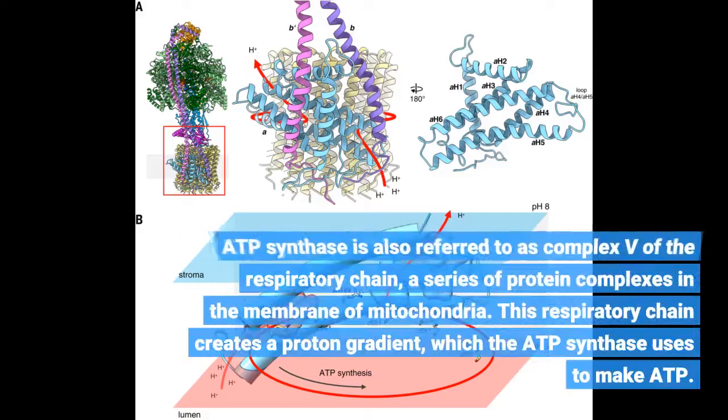ATP synthase is also referred to as complex V of the respiratory chain, a series of protein complexes in the membrane of mitochondria. This respiratory chain creates a proton gradient, which the ATP synthase uses to make ATP.